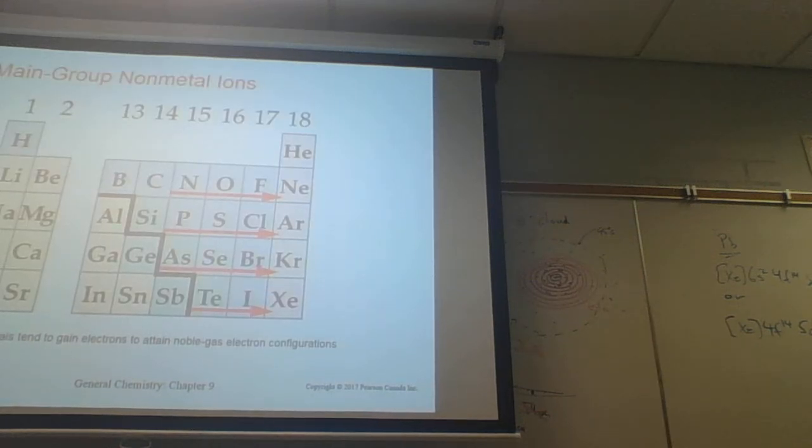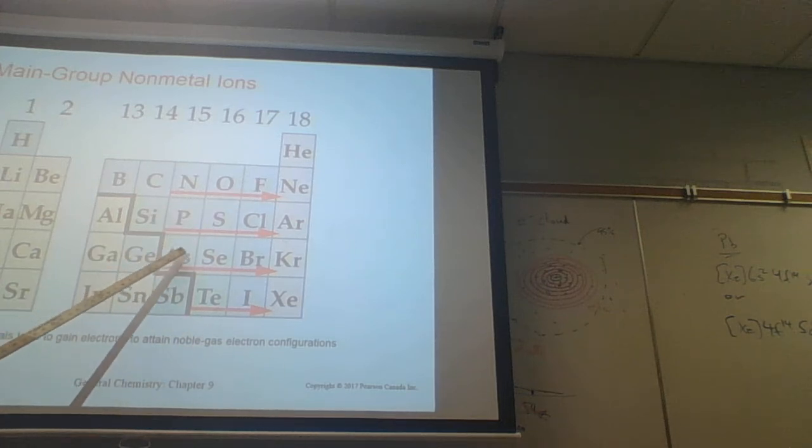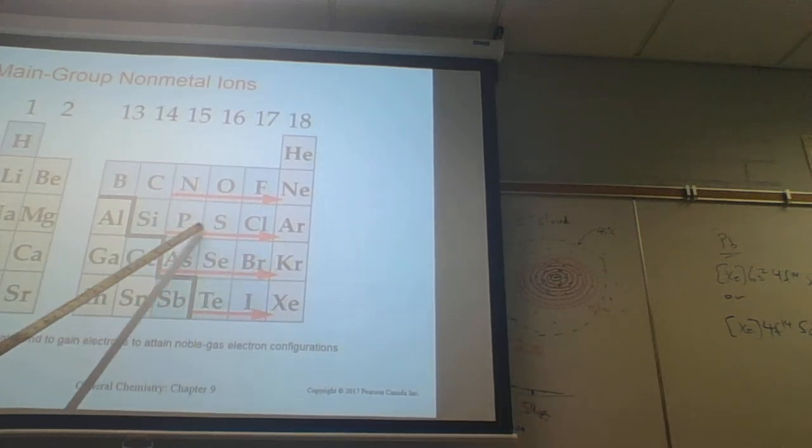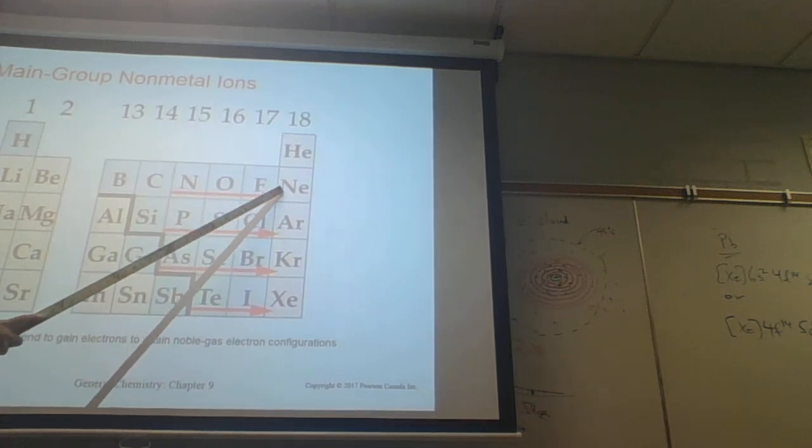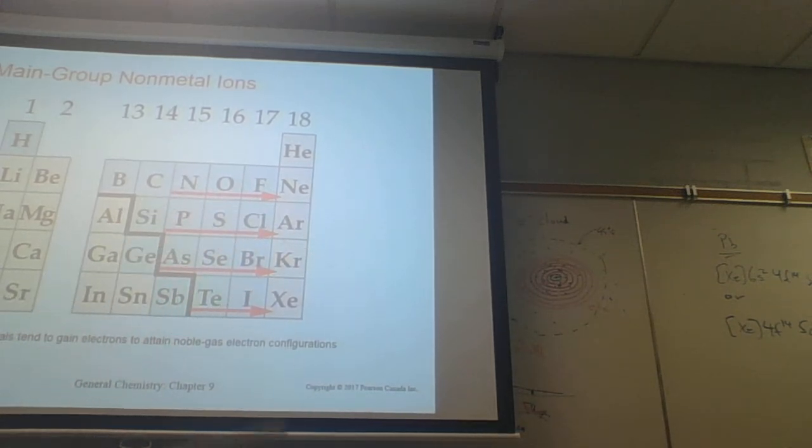Now for anions, anions and nonmetals. Nonmetals tend to gain electrons until they're isoelectronic with the nearest noble gas. So oxygen wants 2 electrons, fluorine wants 1 electron, nitrogen wants 3 electrons. And so that's something you guys are familiar with, correct? Yeah.